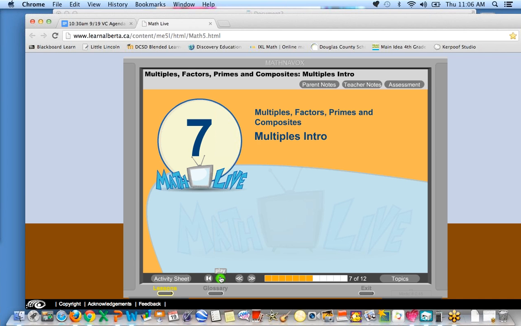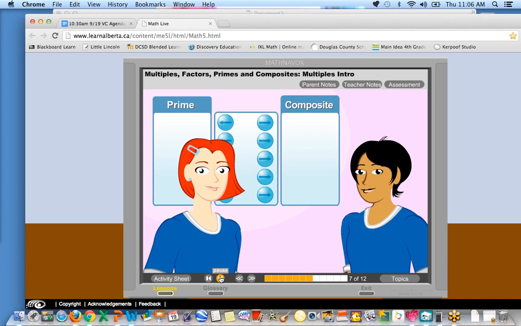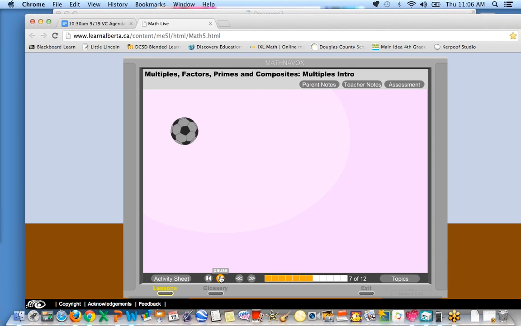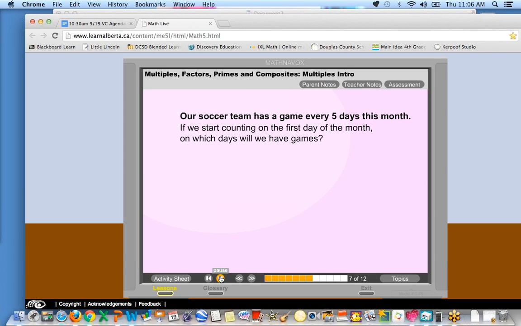Not a problem. Multiples. I'm glad we were able to use factors to help us decide how to arrange the chairs for our soccer team meeting. I wonder if there is an easy way for us to figure out which days our team will have a game. I know a great way to figure that out. We can use multiples. Our soccer team has a game every 5 days this month. If we start counting on the first day of the month, on which days will we have games?